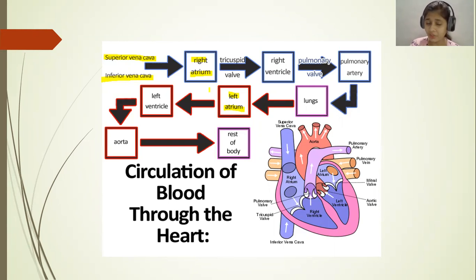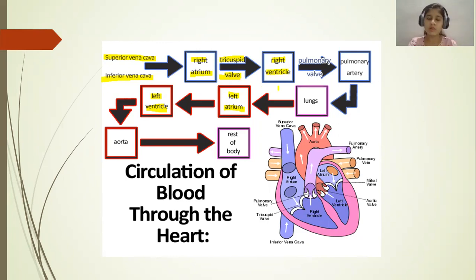Once these atria are filled, the atrium will contract first and pour all the blood into the right ventricle. To prevent the backflow of blood, the tricuspid valve will close with a sound. Then the same thing is going to happen on the left side. From the left atrium, the blood will enter the left ventricle, and here one more valve, the bicuspid valve, will close.